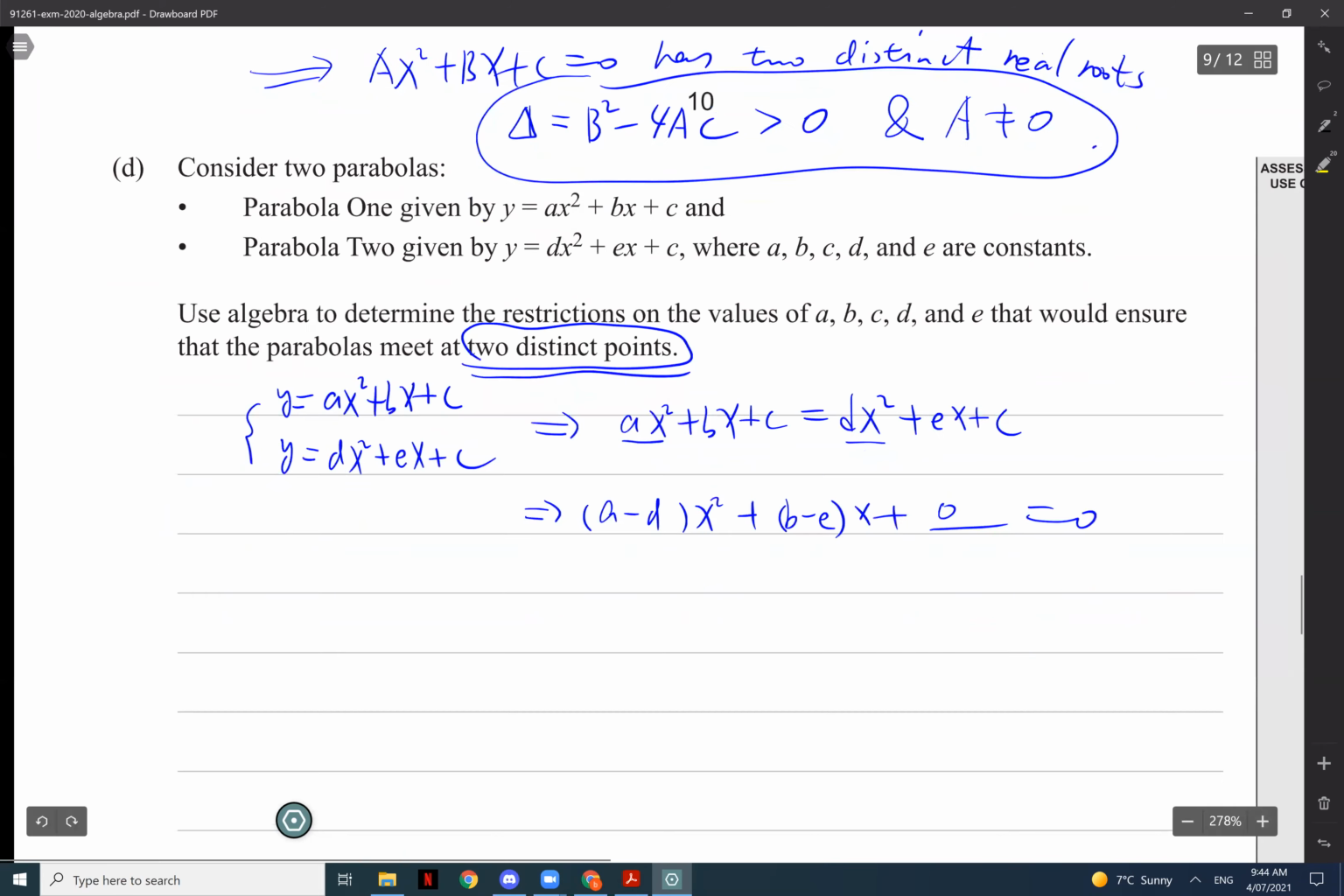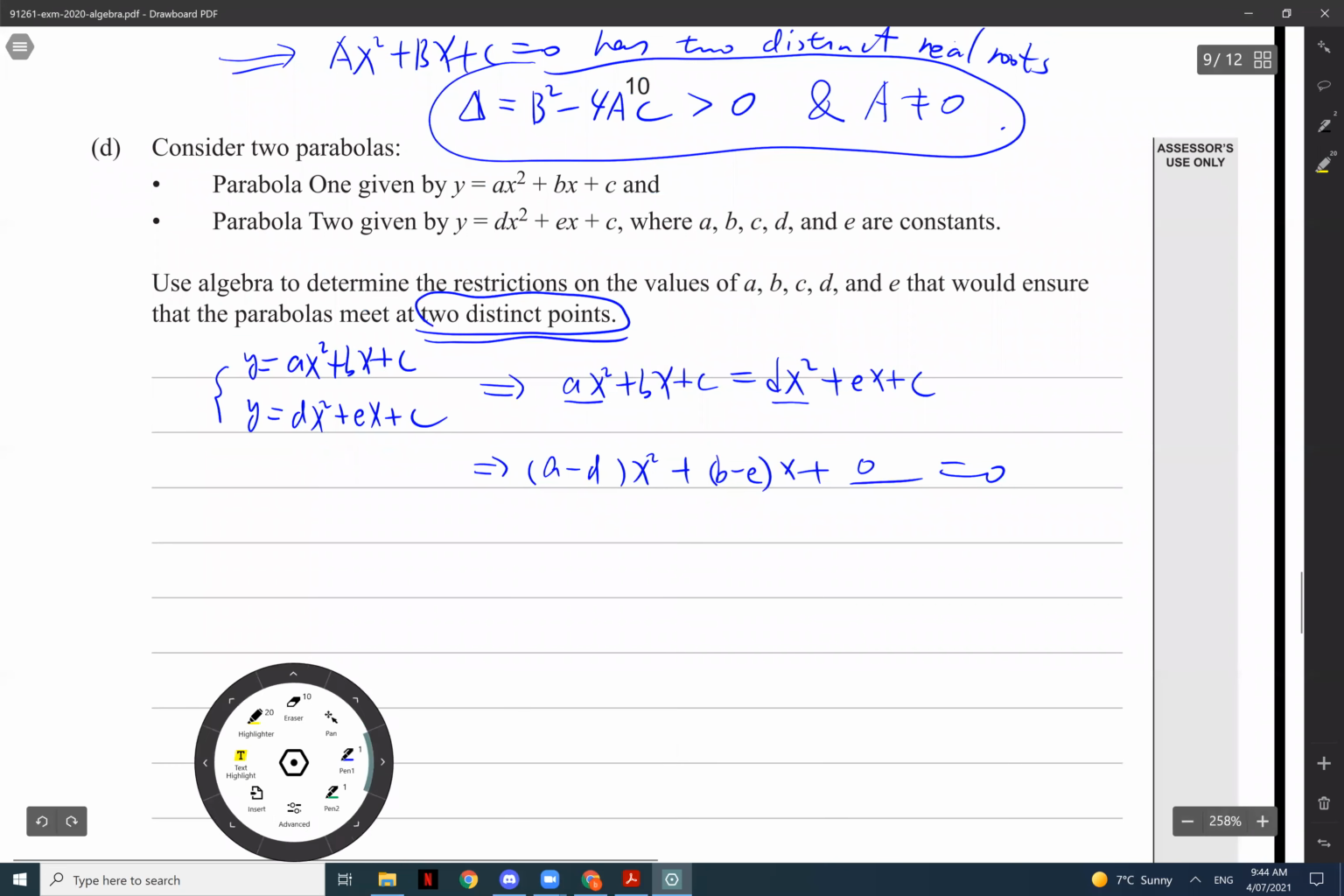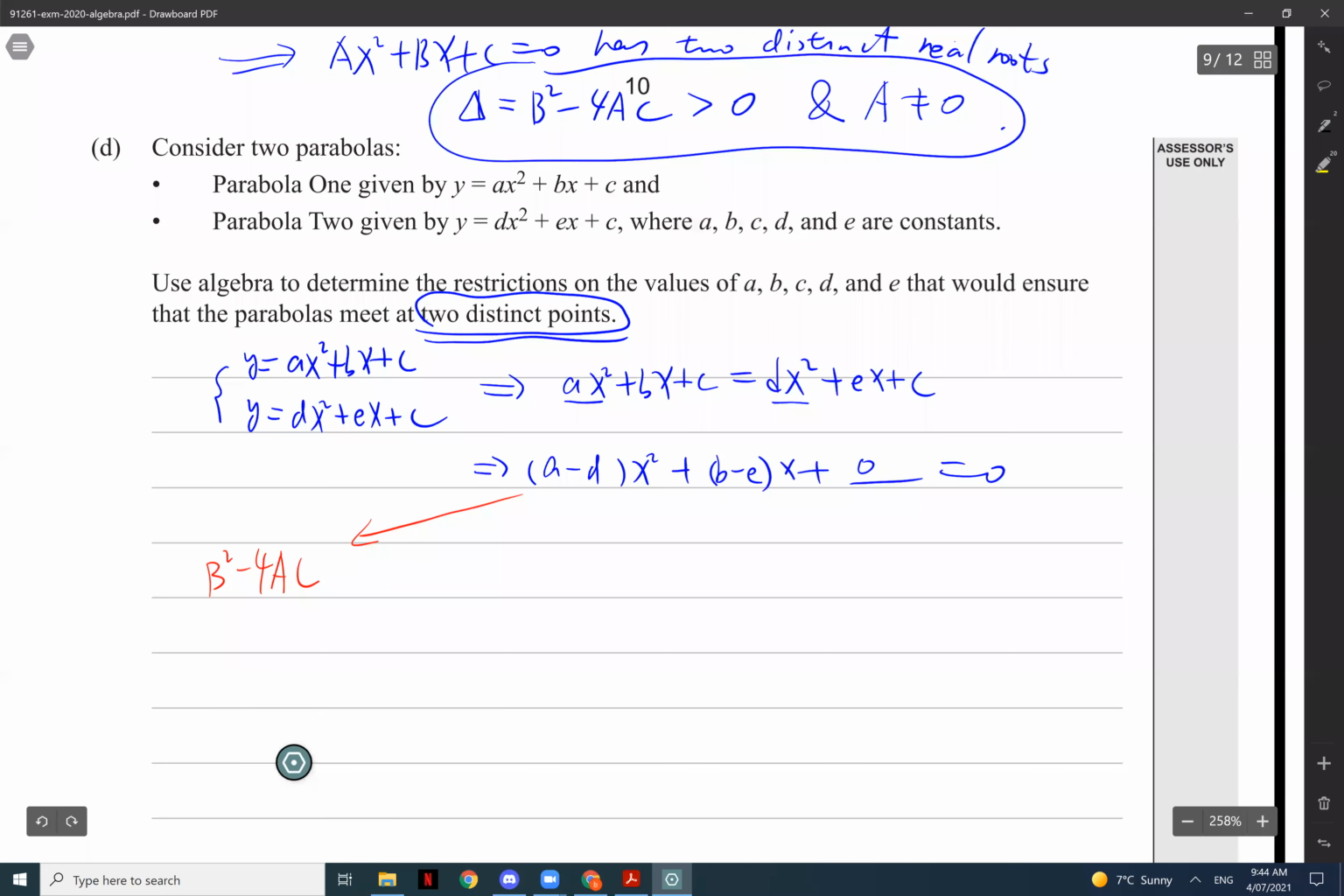Up to here, we have two ways. First way, you still think about b squared minus 4ac. Juliana, what's a, what's b, what's c? A minus d. Good. What's b? B minus e. Good. C? Very good.